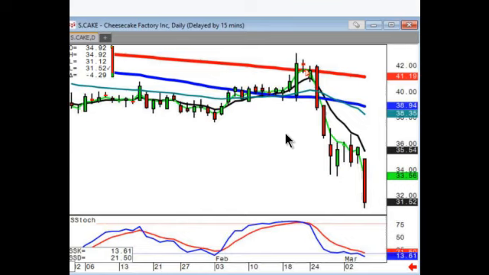There's your bearish engulfing signal on Cheesecake Factory, right smack dab off the 50, kind of giving you an evening star signal. So this is at the low or halfway. At the open.